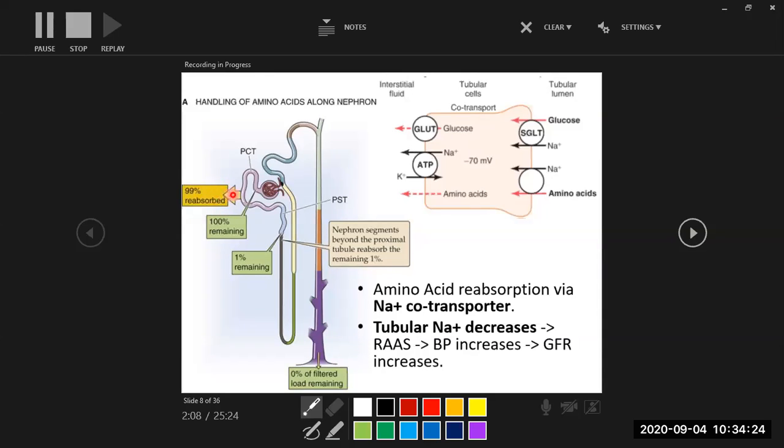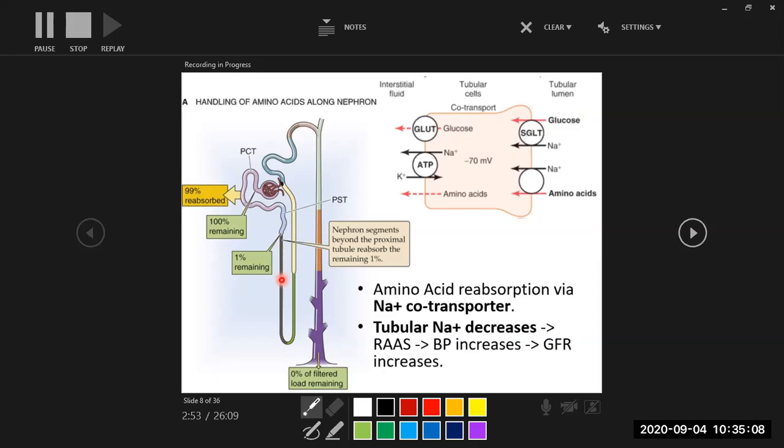And then what happens is that amino acid reabsorption is produced by co-transport with sodium. So when we reabsorb amino acids, we also reabsorb more sodium. While we reabsorb this large amount of amino acids, we also reabsorb a large amount of sodium. And that makes the amount of sodium in the tubule become lower.